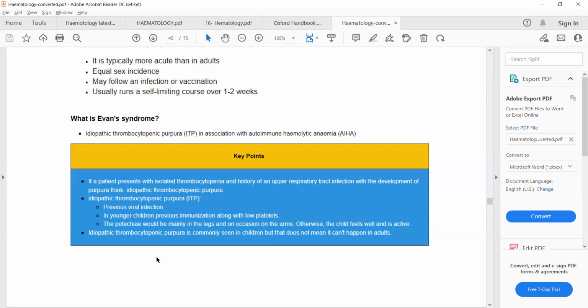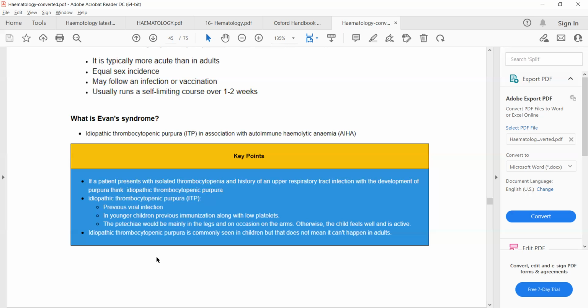What is Evans syndrome? Someone with idiopathic thrombocytopenic purpura in association with autoimmune hemolytic anemia. So someone with antibodies against platelets and antibodies against RBCs, your diagnosis will be Evans syndrome. In other words, thrombocytopenia with a positive direct Coombs test, your diagnosis will be Evans syndrome.